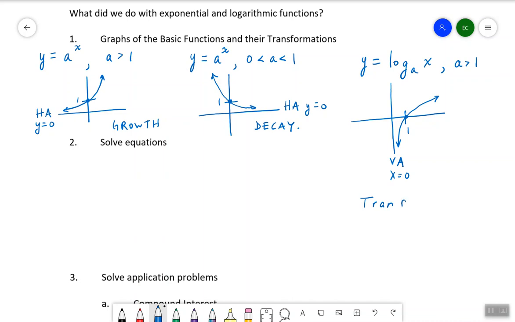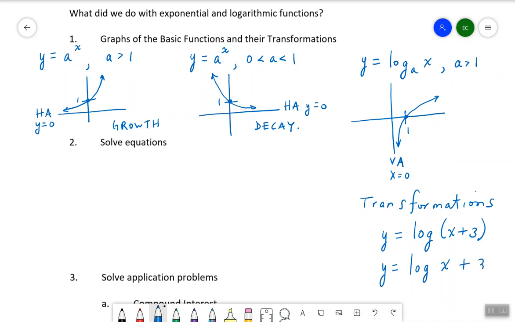For transformations, if we have y equals the common log of x plus 3, then what is that transformation? That's a shift left 3, and you could draw that. And then you could compare that with this function. This one is maybe just a little bit confusing because you might not be sure what you're taking the log of. Are you taking the log of x or x plus 3?